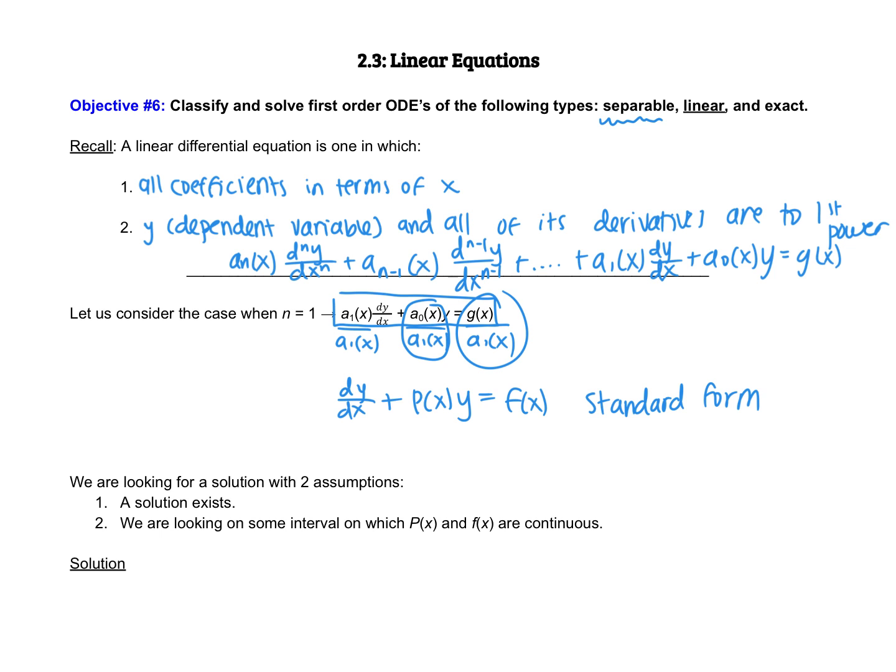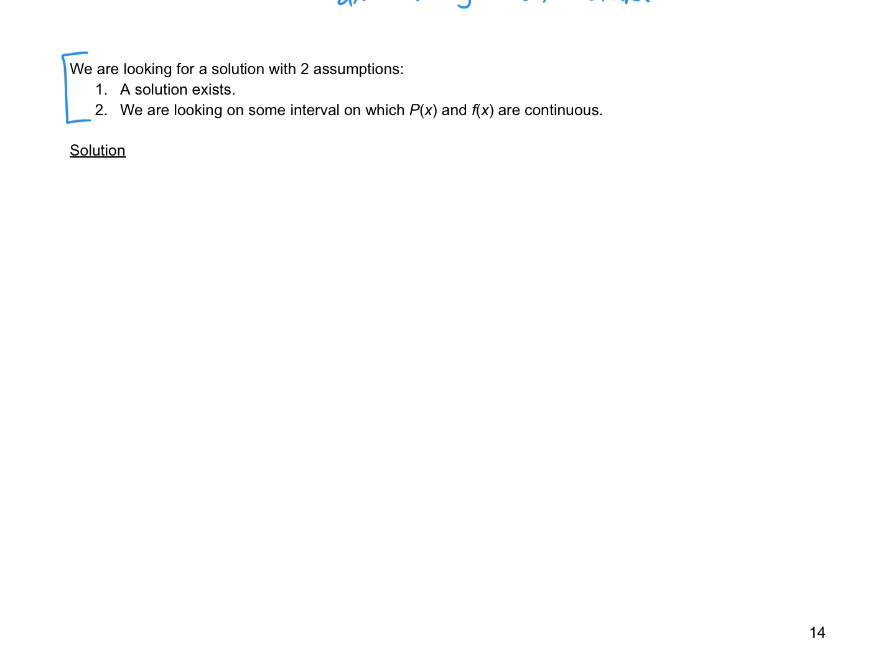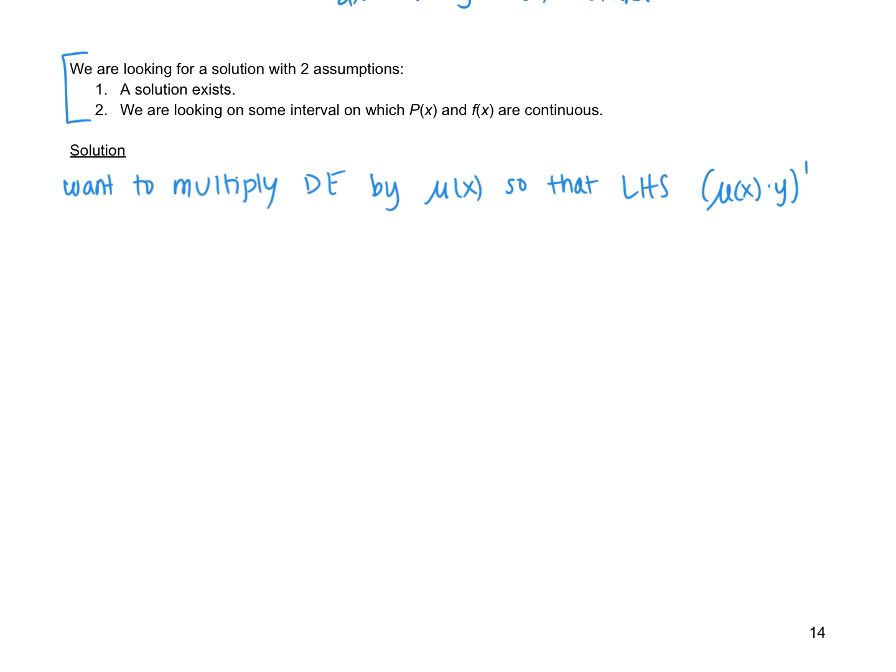Okay, so we have two assumptions, which you can see. We are going to assume first that a solution does in fact exist. And then we are going to be looking at an interval in which p of x and f of x are continuous. So let's look at how to solve this equation. We're going to want to multiply our differential equation by a term that we're going to find, mu of x. The reason that we're going to do that is the left-hand side of the equation will be the derivative of the product of mu of x and y.